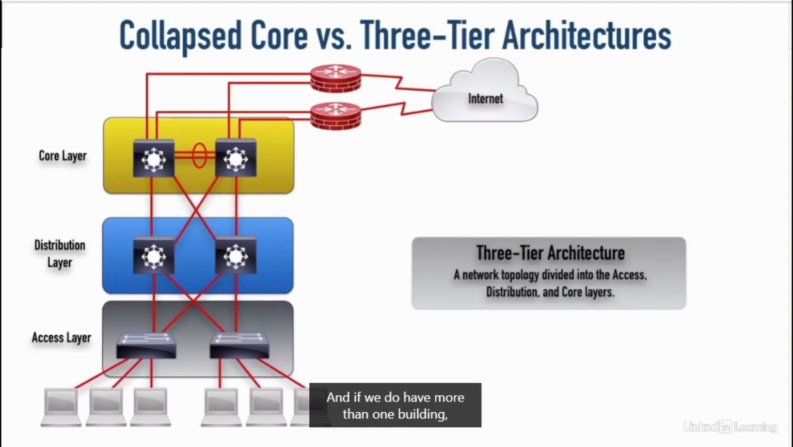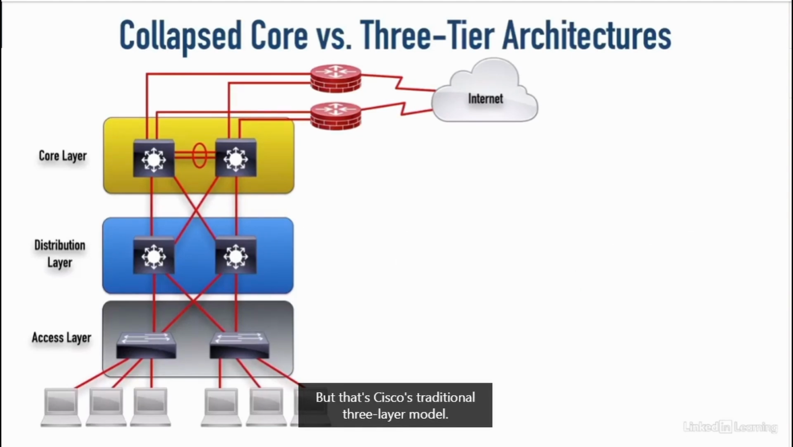And if we do have more than one building, let's say in a campus environment, a business campus or a university campus, we could interconnect our different buildings. Specifically, we can interconnect the different building distribution layers with a core layer. The core layer's primary concern is speed. It wants to get traffic as quickly as possible from one building distribution layer switch to another building distribution layer switch that might be in a different building. And it also can get us out to the internet or maybe over the IP WAN. But that's Cisco's traditional 3-layer model.